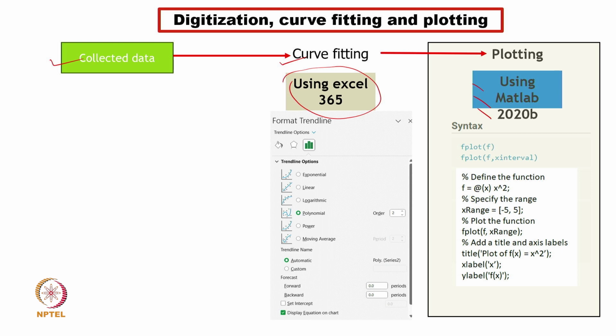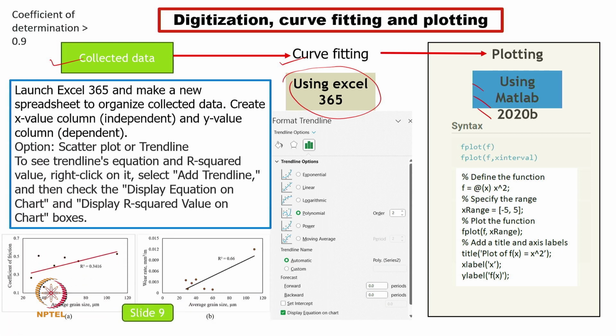So you can use Excel or MATLAB to verify it. The only point that comes in this case is the R squared value. If the R squared value is bad, then it is not correct. In one of the earlier slides, slide 19, I showed that the R square value was 0.3416, 0.66. That's not correct.